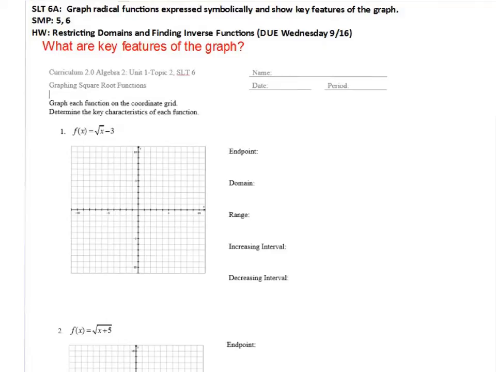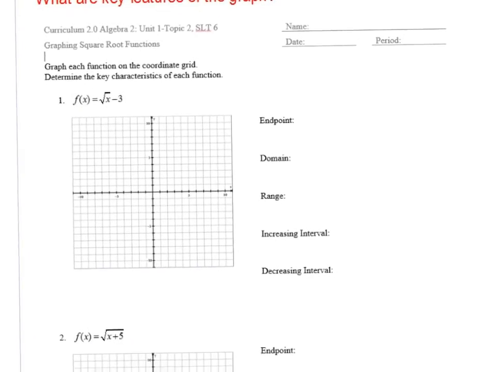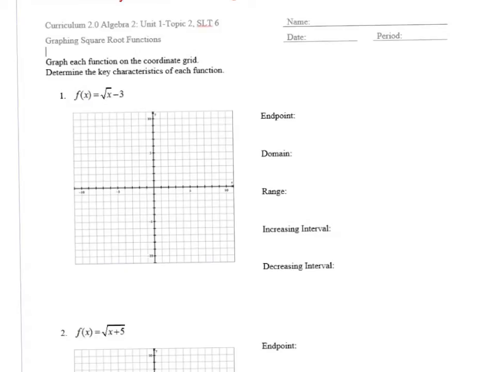Okay, so if you find this page in your packet, we're going to start with the square root of x minus 3. Let's start with the endpoint. What x value makes the radicand 0? That's going to be 0. When you plug that in, what's the y value? So that's going to be the square root of 0 minus 3, which is 0 minus 3, so negative 3.